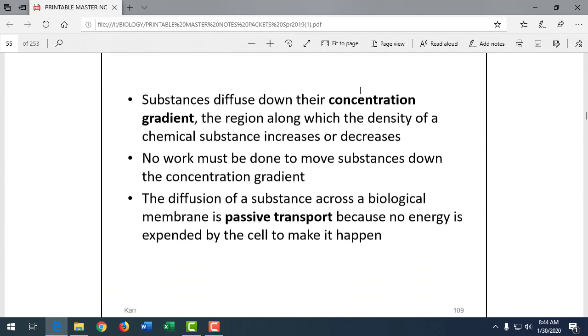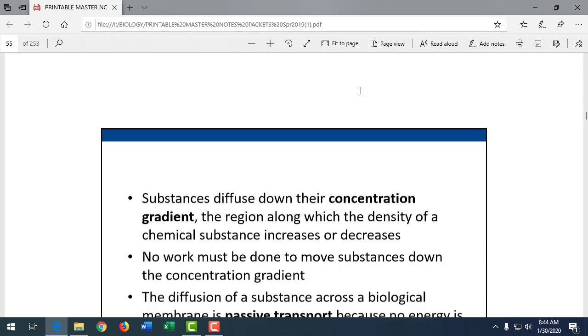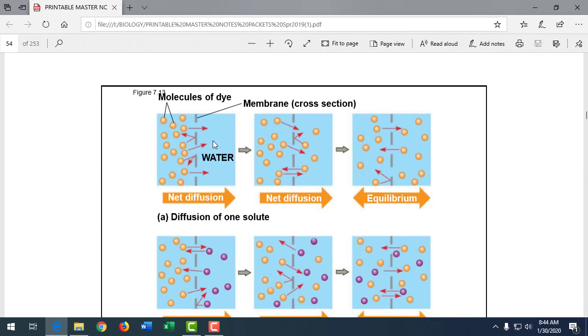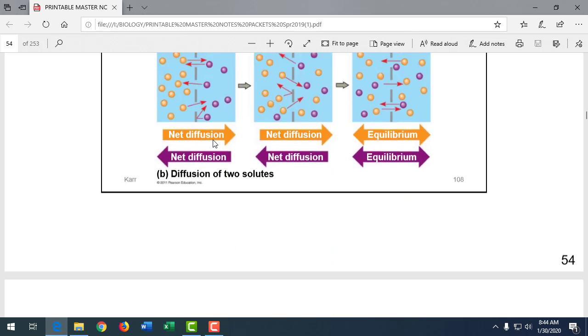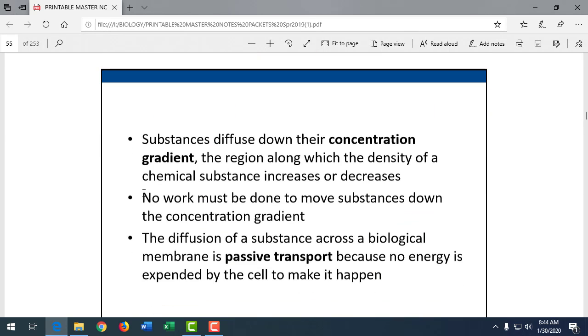So substances diffuse down their concentration gradient. The concentration gradient is just the difference in concentration between two sides. So this is the high side, this is the low side, so it goes from high to low. No energy involved with diffusion. So no work must be done. So we say no ATP required. Make sure you add that to that second bullet: no ATP required. No ATP energy. Highlight no energy.